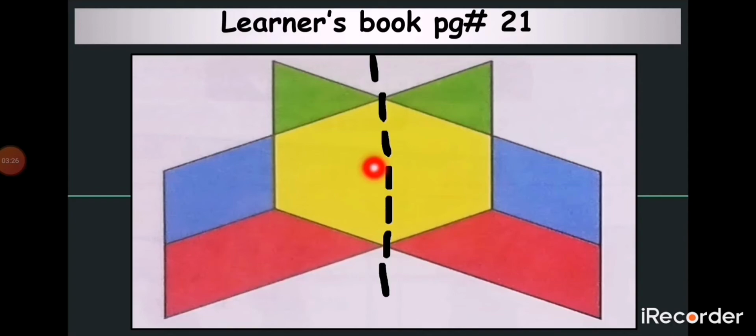You can draw your own patterns with the help of shapes, and you will find the line of symmetry by folding them. Fold them from different angles, from left to right, up to down, corner to corner, and you will get the line of symmetry in them.